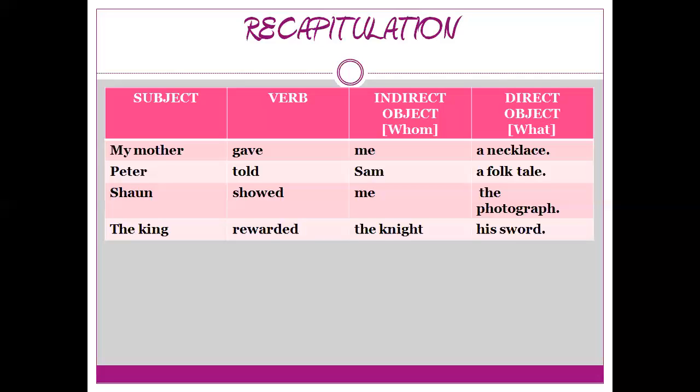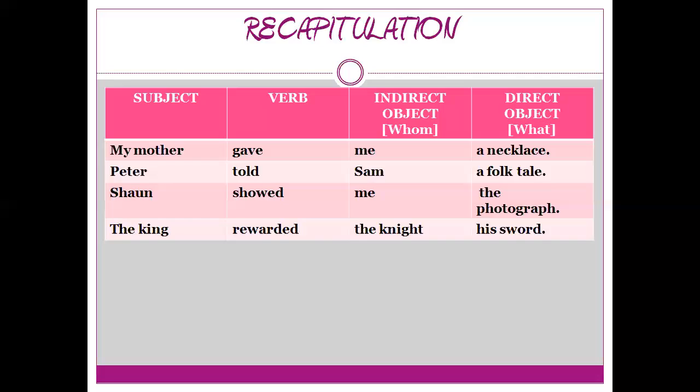Now coming to the last example. The king rewarded the knight his sword. Now here knight means a soldier. The king rewarded. What did the king reward the knight? The answer is going to be his sword. So his sword is the direct object here. And the indirect object: to whom did the king reward his sword? The answer is going to be the knight.